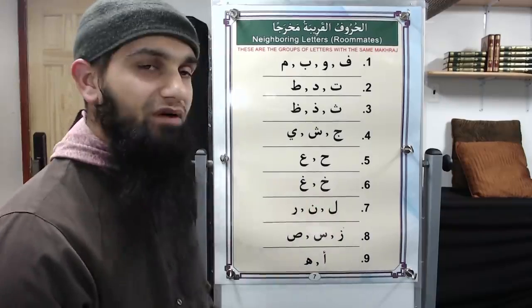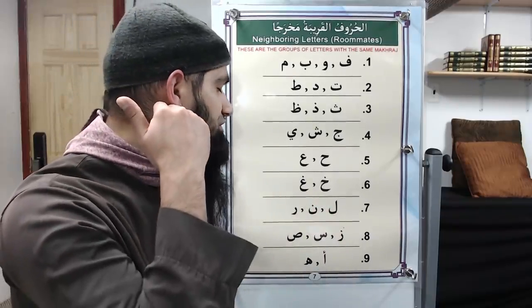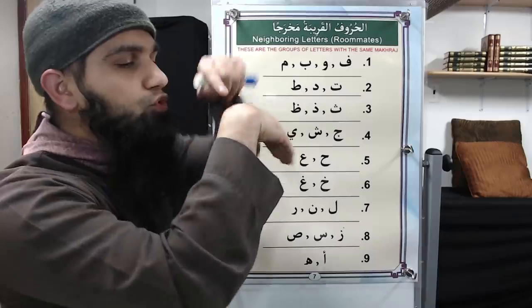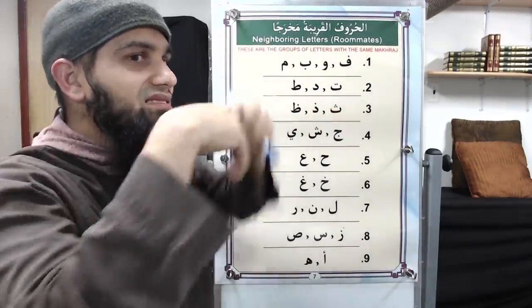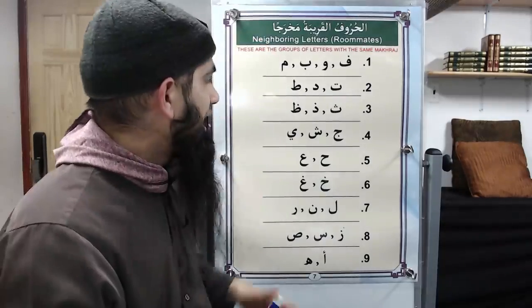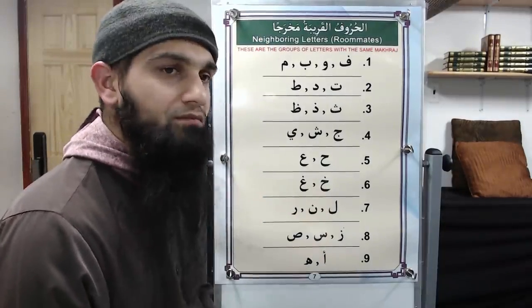Now, but where do they come from? They come from the top part of the throat, right? Where the root of the tongue raises against the uvula and produces the sound. So we have one, Kha.